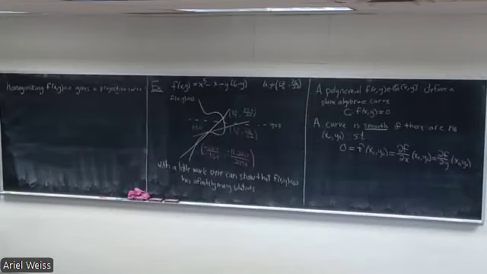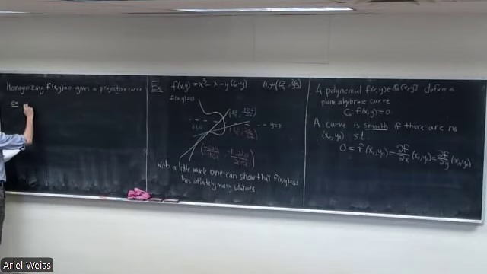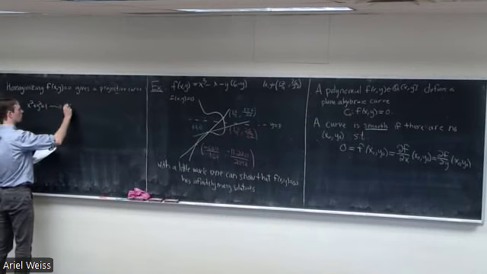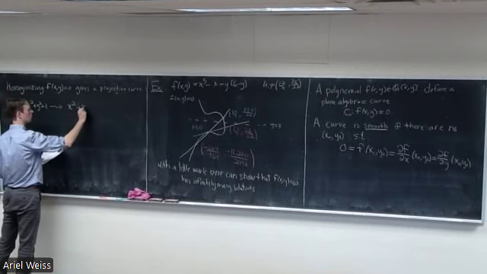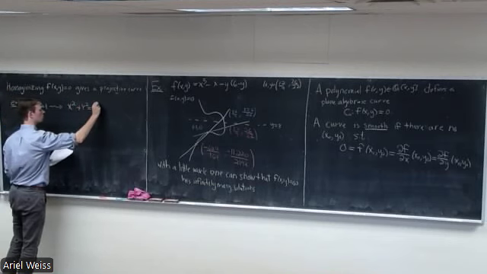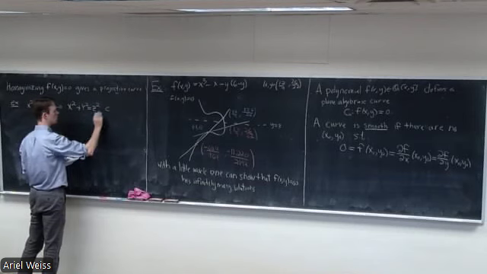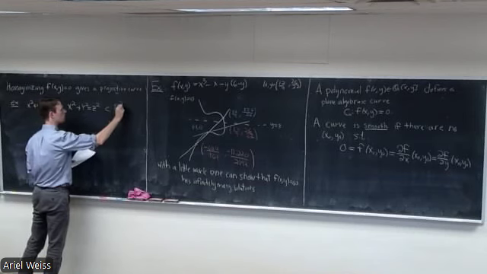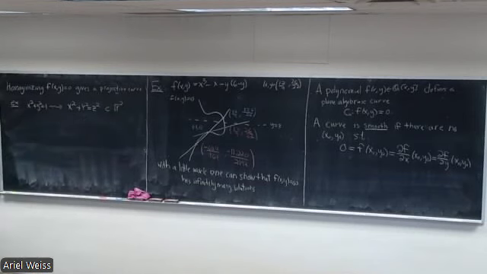So homogenizing the equations gives you a projective curve. So now instead of living in some affine space, we're imagining it living in some projective space.